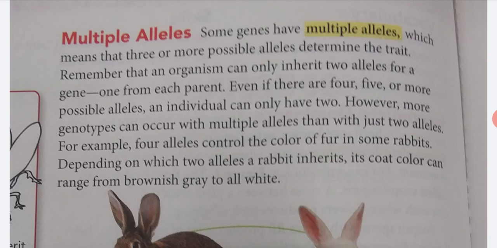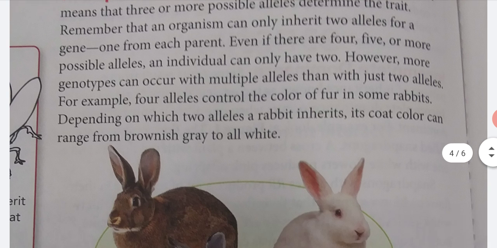Multiple alleles. Some genes have multiple alleles, which means that 3 or more possible alleles determine the trait. Remember that an organism can only inherit 2 alleles for a gene, 1 from each parent. Even if there are 4, 5, or more possible alleles, an individual can only have 2. However, more genotypes can occur with multiple alleles than with just 2 alleles. For example, 4 alleles control the color of fur in some rabbits. Depending on which 2 alleles a rabbit inherits, its coat color can range from brownish gray to all white.